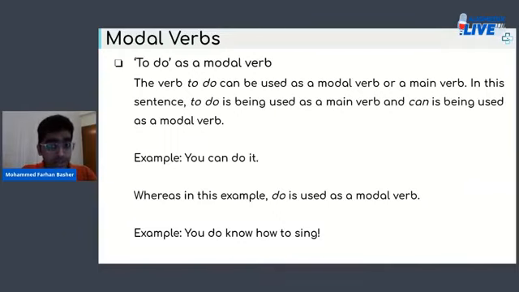You don't say, I do too. No, I do work hard. Do here works like a modal verb, such as, you do know how to sing. I do know how to sing. Or I do see my parents, I do see my grandparents on weekends, or I do meet my friends. When do you have to use this? Only when you have to put more focus on your main verb.